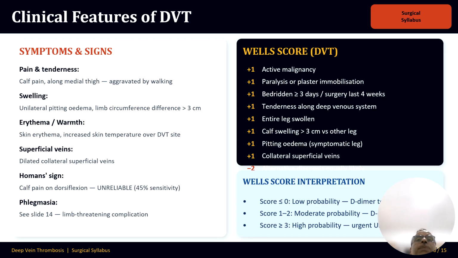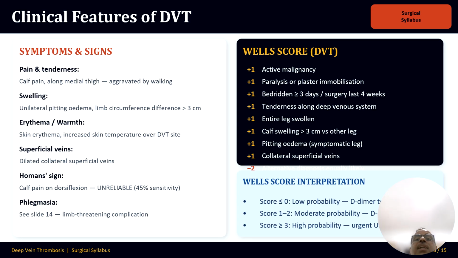Now, classically, a Wells score is used to assess whether deep vein thrombosis is present or not. So, the Wells score consists of a few criteria for which points are given. If there is an active malignancy, 1 point is given. Any patient who is paralyzed or in plaster cast immobilization is given 1 point. Any patient who is bedridden for more than 3 days or has undergone surgery within the last 4 weeks, again 1 point is given.